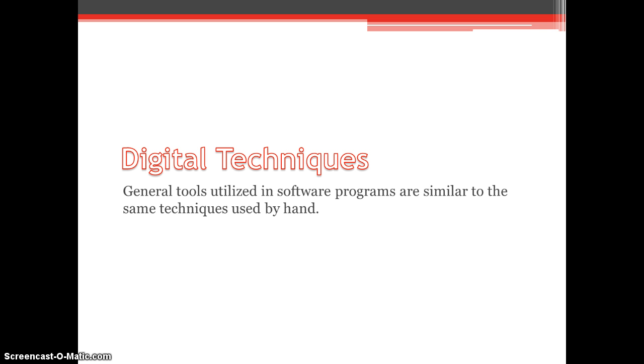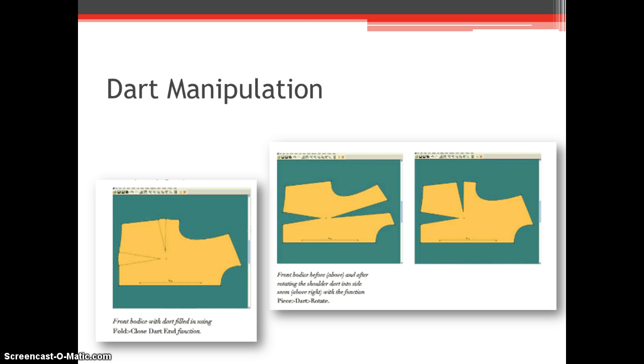General tools utilized in software programs are similar to the same techniques used by hand. Let's take a look at those. Dart manipulations. Darts can be manipulated, rotated, combined, and distributed easily. Dart legs can be balanced and checked, and the computer is able to determine the fold back of the dart accurately.